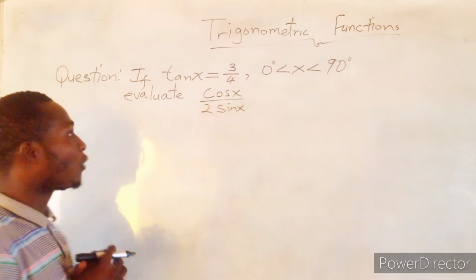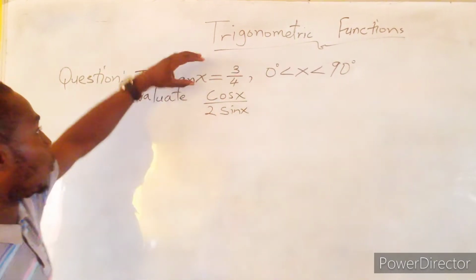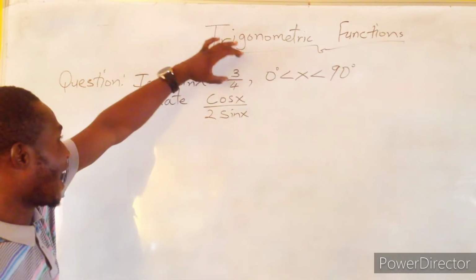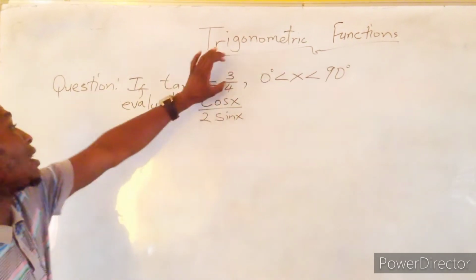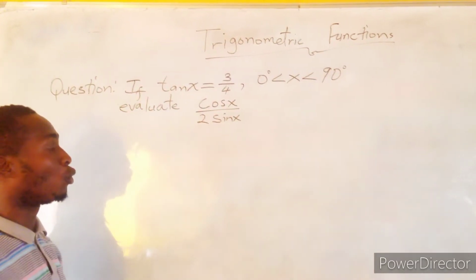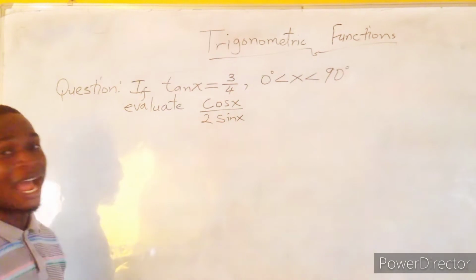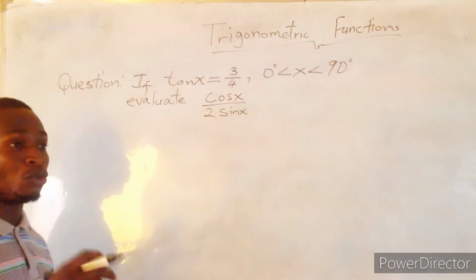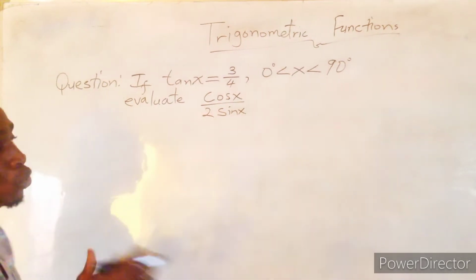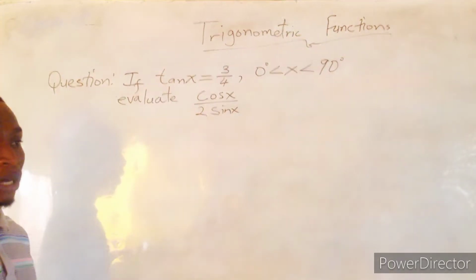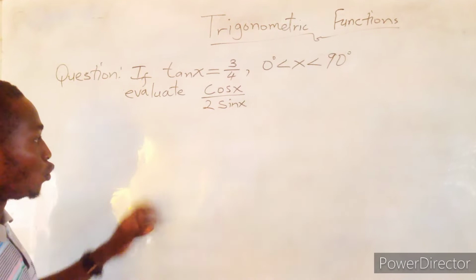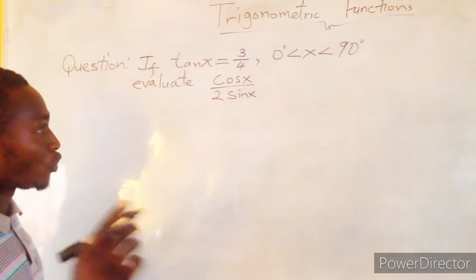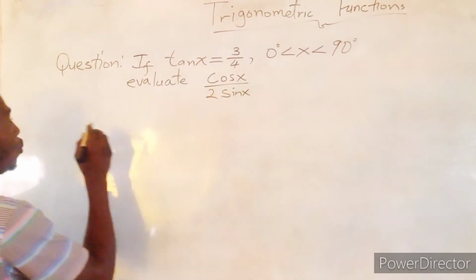To solve this problem, the first thing we're going to look at is the value of tangent x. So tangent x is 3 over 4. So we are going to draw the right angle triangle. In the right angle triangle, now we will use the Pythagorean theorem that has to do with the right angle triangle. So to do that, we say our solution here.